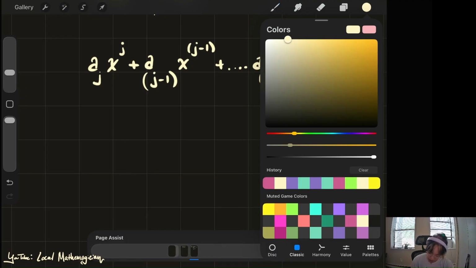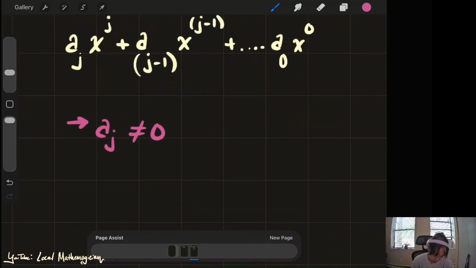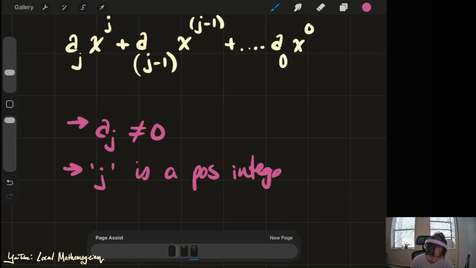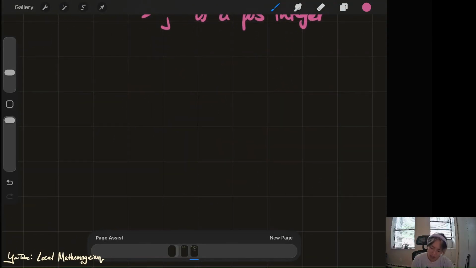And here are your caveats. A sub j is not 0. j is a positive integer. That's it. Those are the conditions. Okay? Now, what do I mean by a sub j? We'll get there in a second. So let's give an example first.